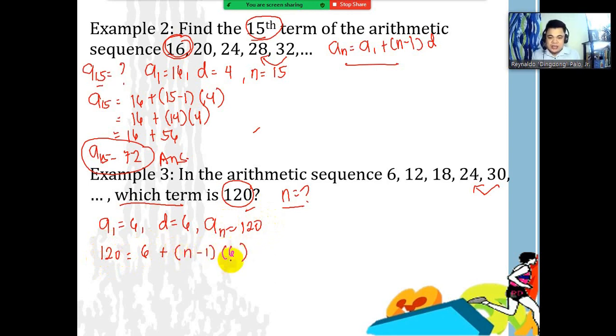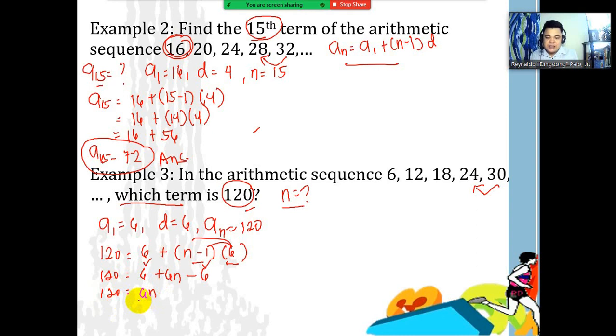Then the next thing is we will distribute the monomial to the binomial. So 6 times n, 6 times negative 1. Okay, so 120, bring it down. And then 6 times n is 6n. Then 6 times negative 1 is negative 6. Then we will combine similar terms. 6 minus 6 is simply 0. So therefore, we have 120 equals 6n.